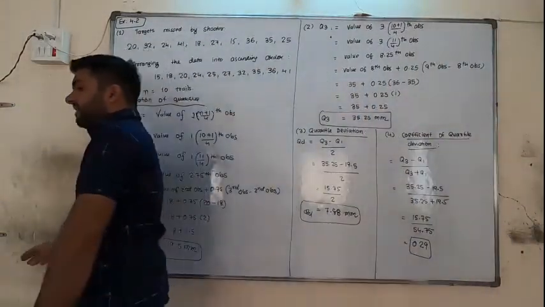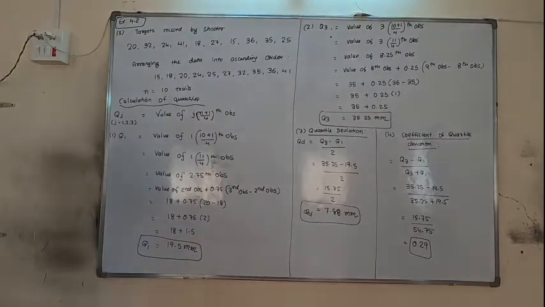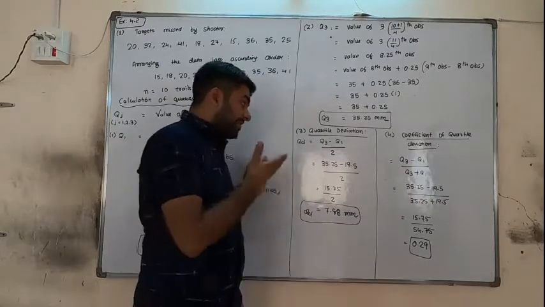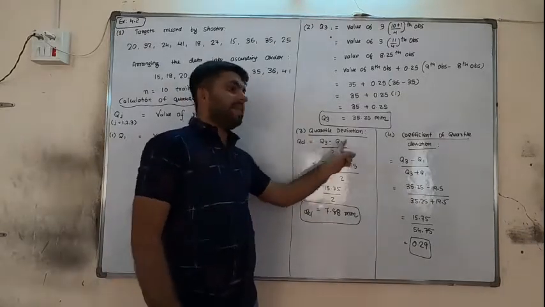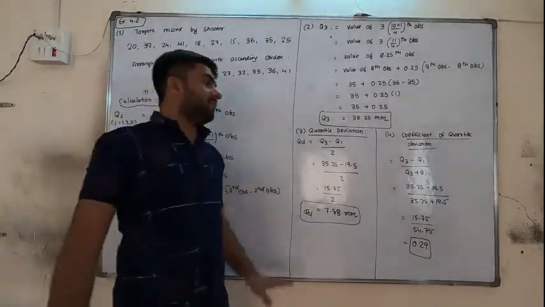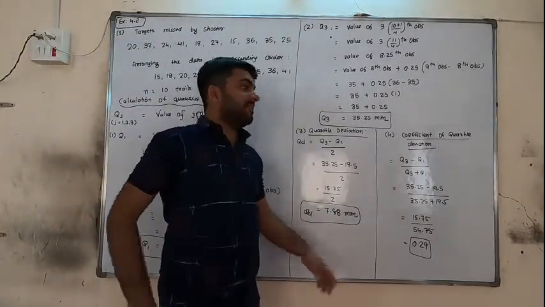The first sum of quartile deviation was about ungrouped data. So don't think that this much only calculation is there. For calculating this you need the third and first quartile. So first we calculated the first quartile, then the third quartile, then quartile deviation and then the coefficient.